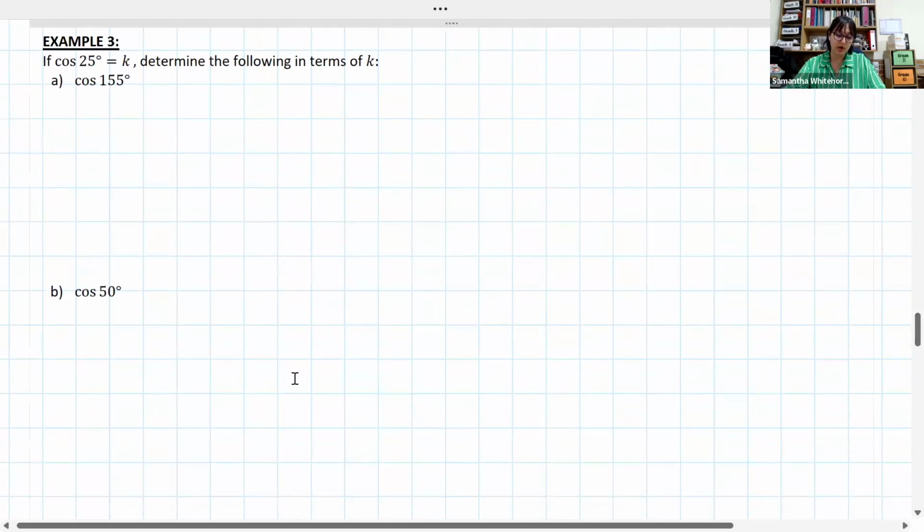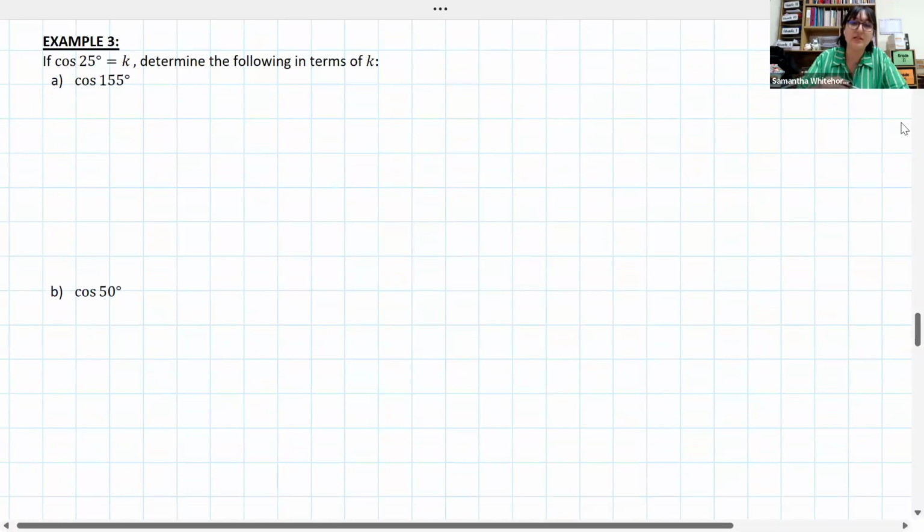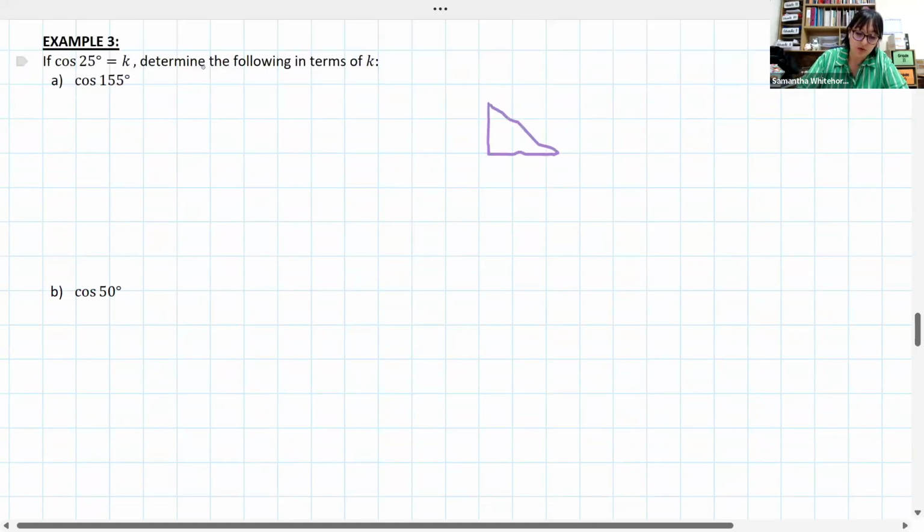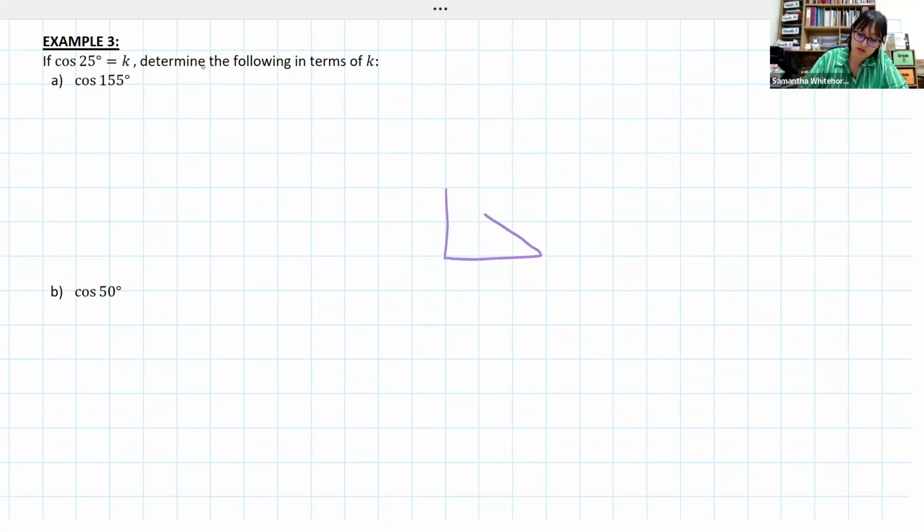So we've been told that cos 25 is equal to k, and we want to determine the following. Now, 25 is an acute angle. So what that means is you're working in quadrant 1, or if you want, just in a normal right angle triangle, where one of your angles is 25 degrees. That means you can work out the other angle. It would be 65 degrees because of the sum of angles in a triangle. But obviously, based on what we've been given, we've got the 25.